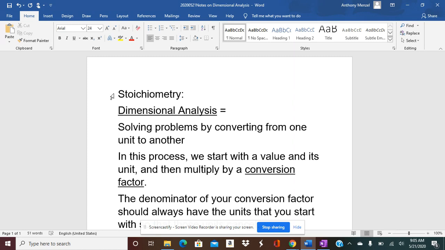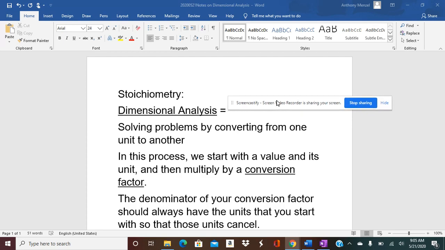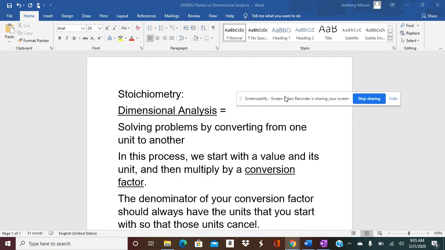In this process, we start with a value and its unit and then multiply by a conversion factor. The denominator of your conversion factor should always have the units that you start with so that those units cancel.